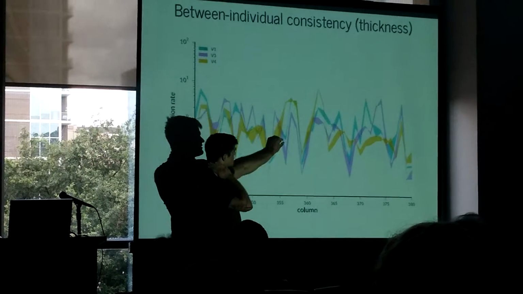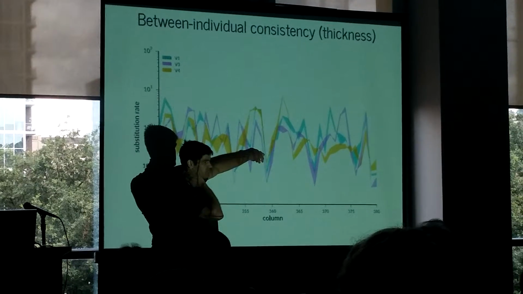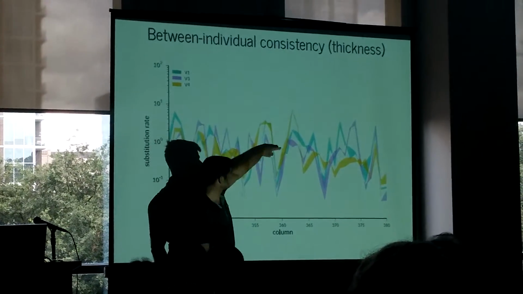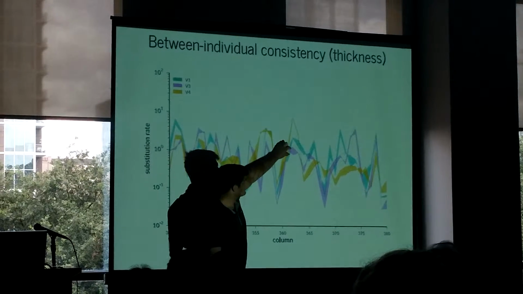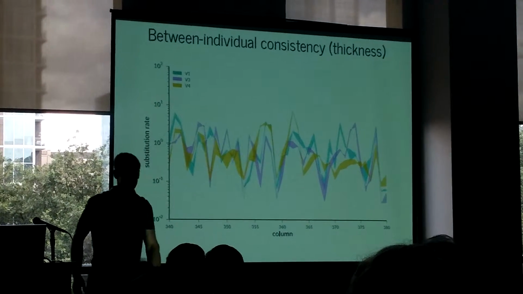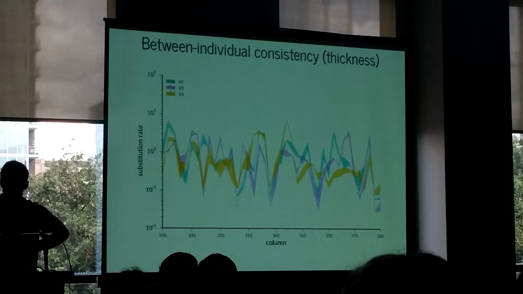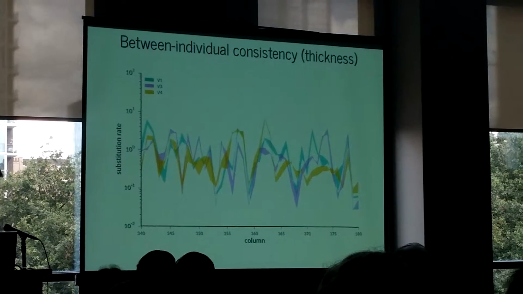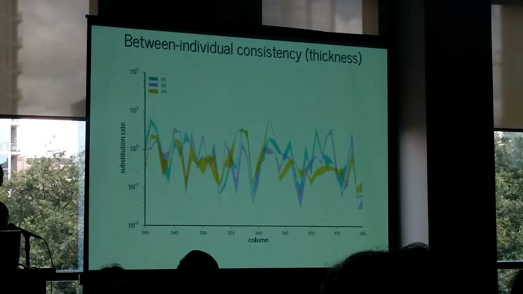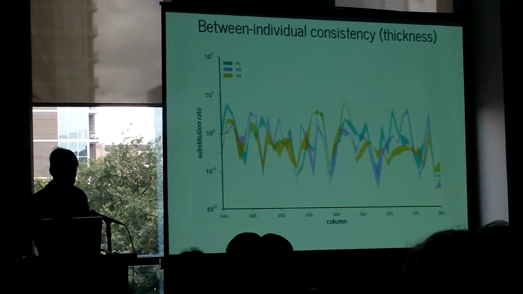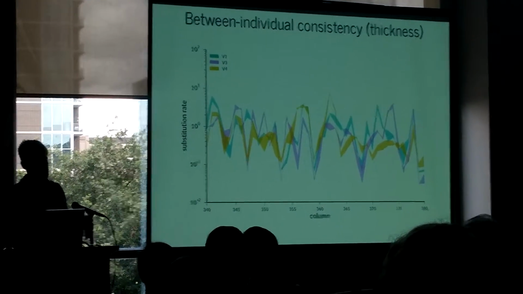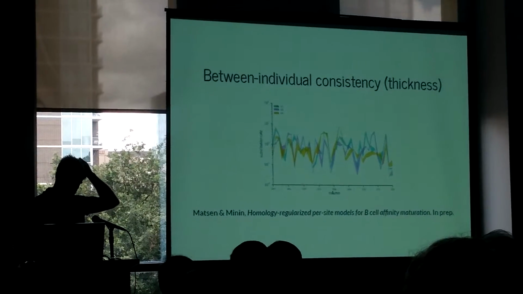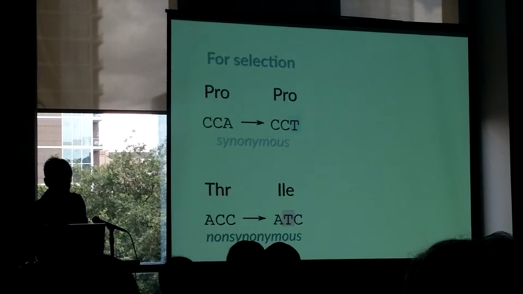So the thickness here represents the difference between the two individuals, and we can see that even though there's a lot of difference between the gene families, sometimes, say here, the difference between the two individuals is rather small. So I interpret this as saying that there's a whole lot of consistency in this mutation process. Mutation and selection process in this case. Okay, so that's just looking at the substitution process. This is work that I'm writing up with Vladimir Menin.